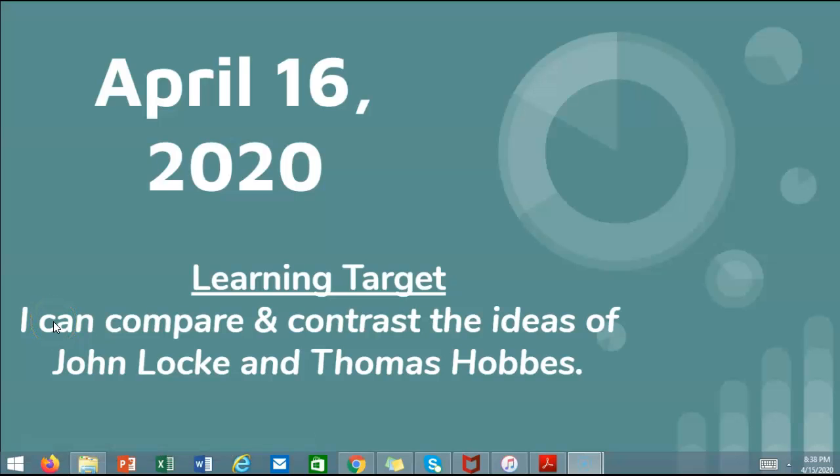Learning targets today is not just to understand the key ideas of John Locke and Thomas Hobbes, specifically about the state of nature and the social contract, but comparing and contrasting them, finding similarities and differences between them.